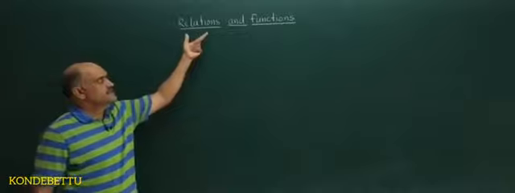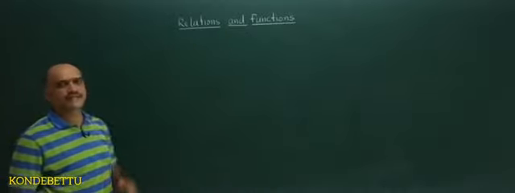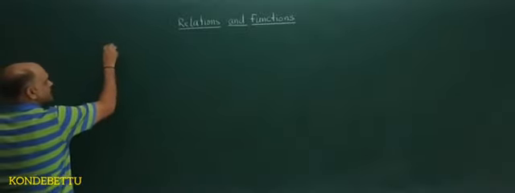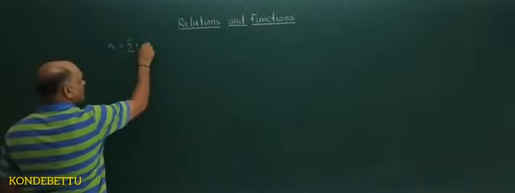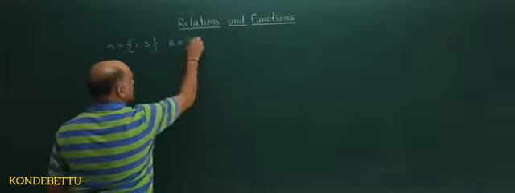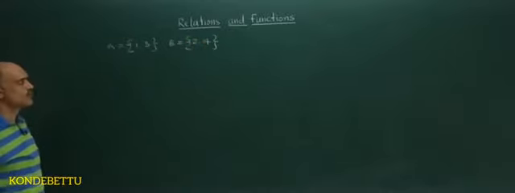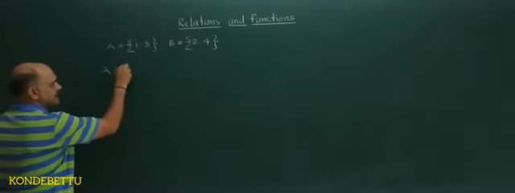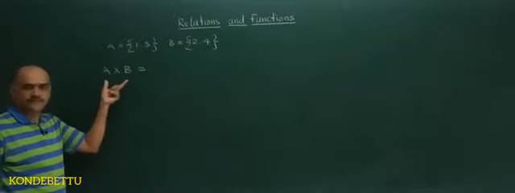Definitions you have studied in first year. I will just take a simple example. Let set A be equal to {1, 3} and set B be equal to {2, 4}. Can you tell me what will be the values in A cross B, which you have studied in first year?